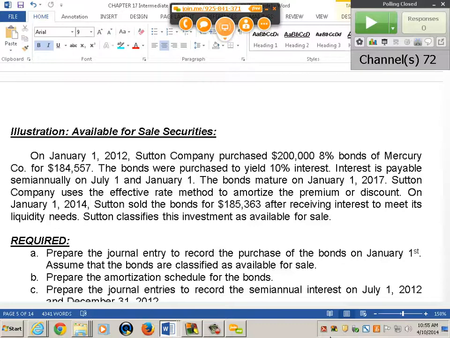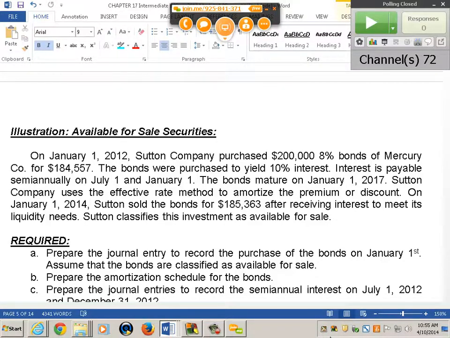Then we want an amortization table, which we did in Chapter 14. This is a little different than the one we do with leases, because leases are what? Annuities in advance. This is an annuity in arrears, typical debt security. Journal entries for the semi-annual interest. And then here's the key for this problem.